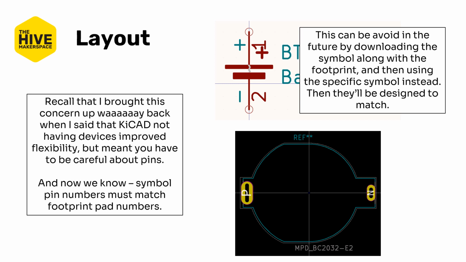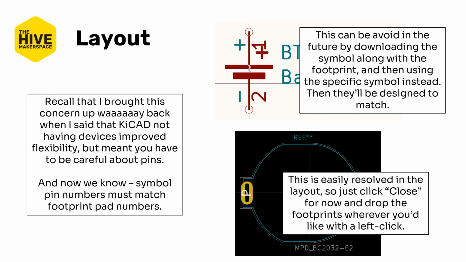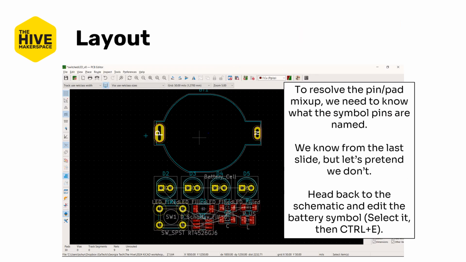This can be avoided completely in the future by downloading the symbol along with the footprint and then using that part-specific symbol instead. Then they'll be designed to match. However, it turns out this is easily resolved in the layout, especially in this case because there are only two pads. So we're just going to close that Update PCB from Schematic window and left click to drop the footprints wherever you'd like.